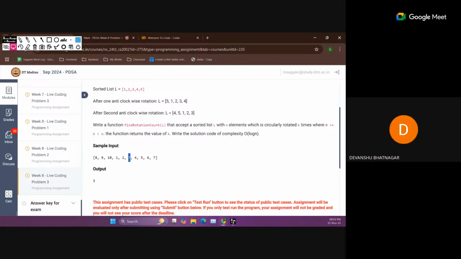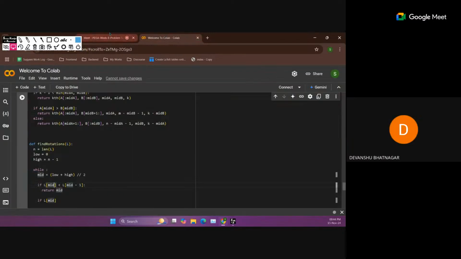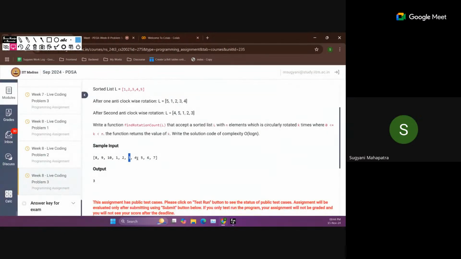If we see that the element after the middle element is lesser, then we go to the right part, or else we go to the left part. Sorry, can you please repeat? If the mid plus 1th element is lesser than the mid element, then we go to the right part.